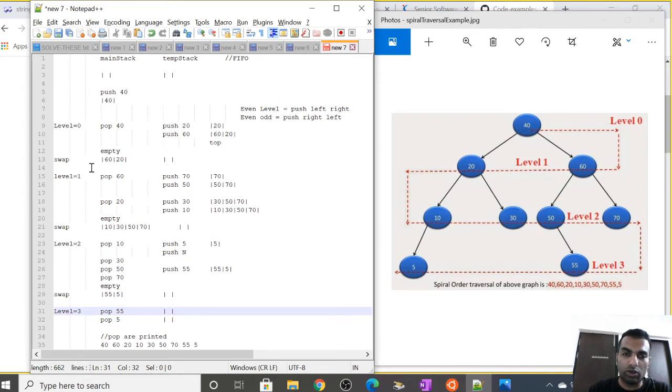So the level order traversal in this algorithm are the entries which are present on the main stack. Whenever we are popping an entry from the main stack, we will be printing those entries. So for example, here we have popped 40, so the first entry is 40, then we have popped 60, second is 60, then we have popped 20, so it's 20. Then we have popped 10, so we have printed 10. Then we have popped 30, so it's 30. Popped 50, it's printed 50. Popped 70, it's 70. Then popped 55, it's 55. And then popped 5, so it's 5. So this is the spiral order traversal.